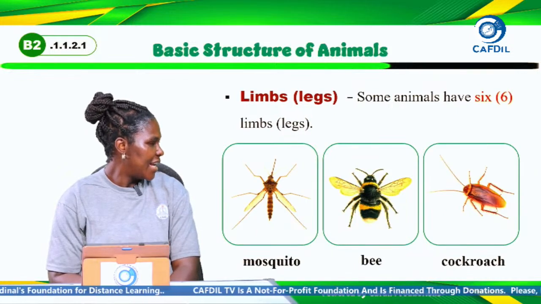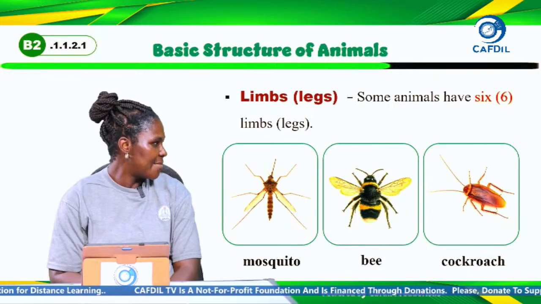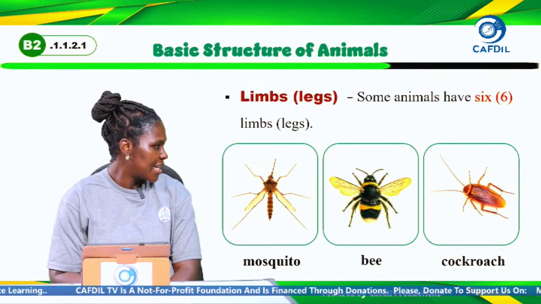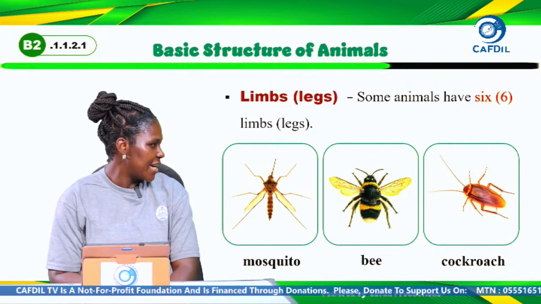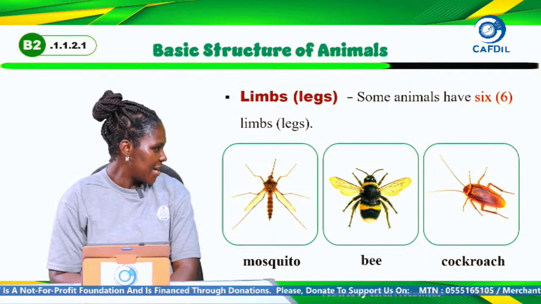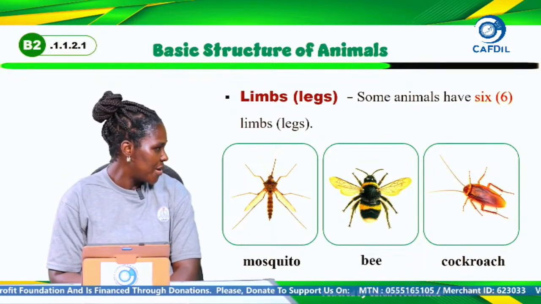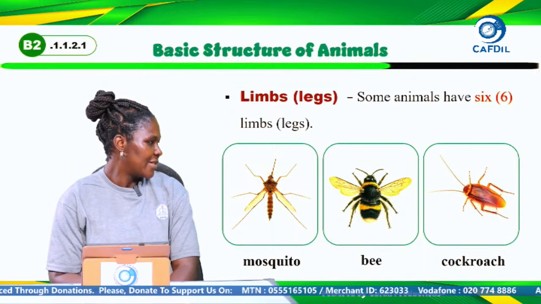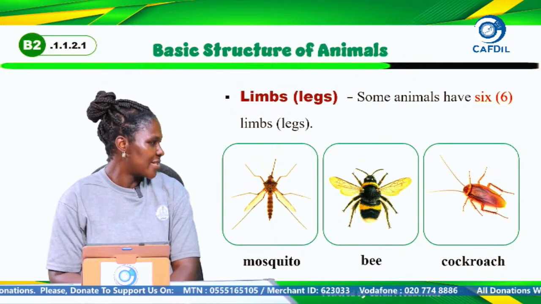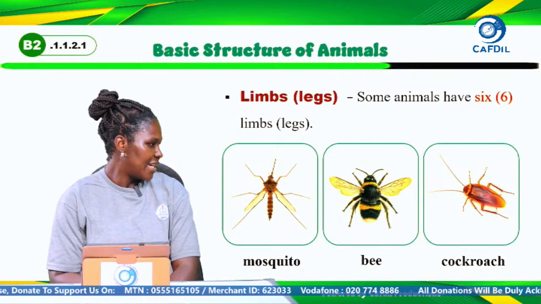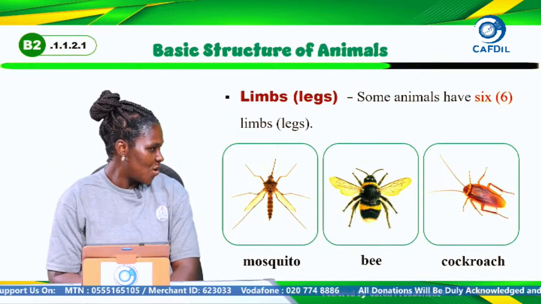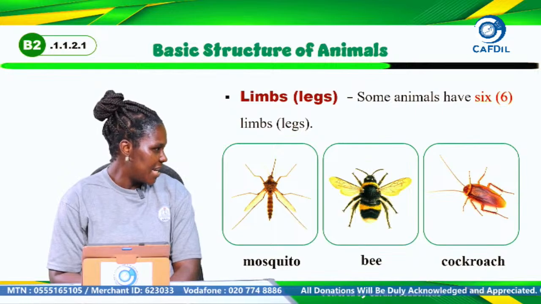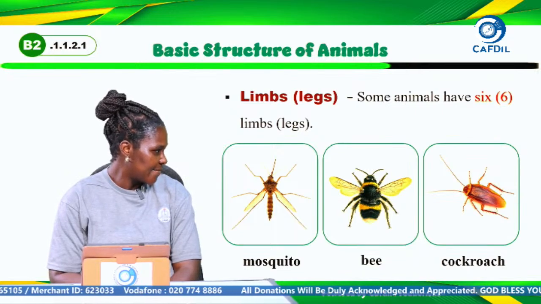Yes. Limbs or legs. Some animals have 6 limbs or legs. Let's look at the mosquito. 1, 2, 3, 4, 5, 6. The bee has also got 6. And then the cockroach has also got 6 limbs or legs.